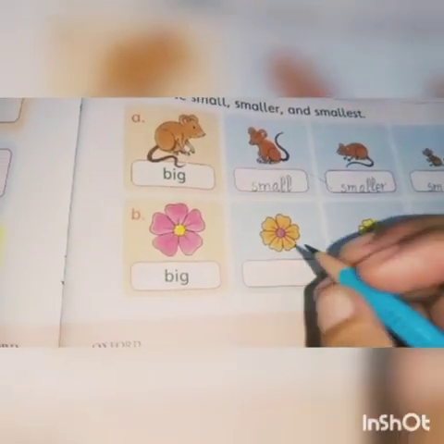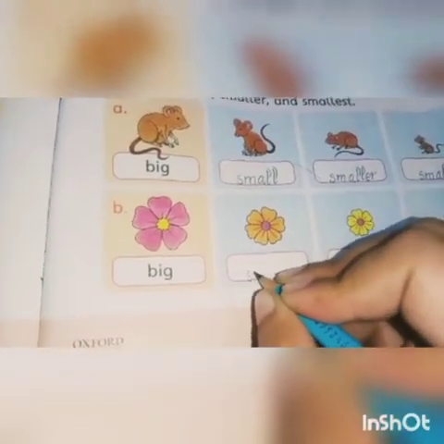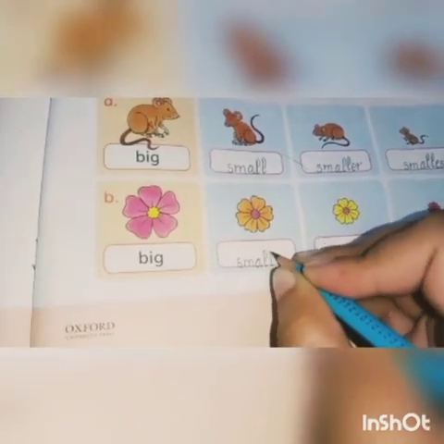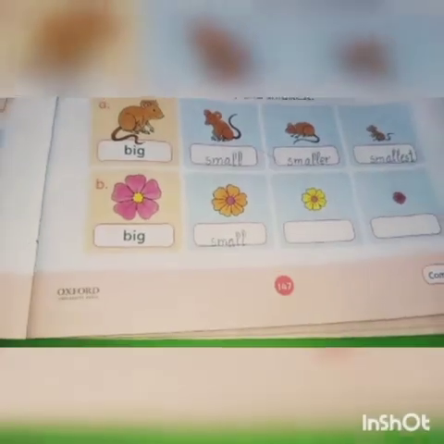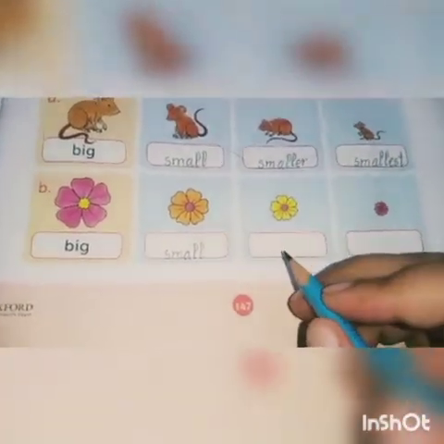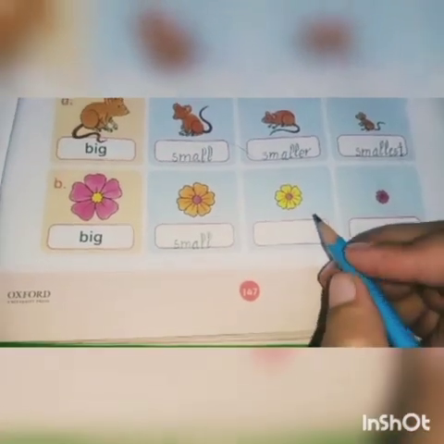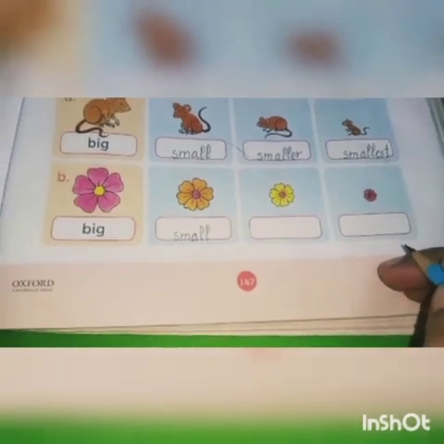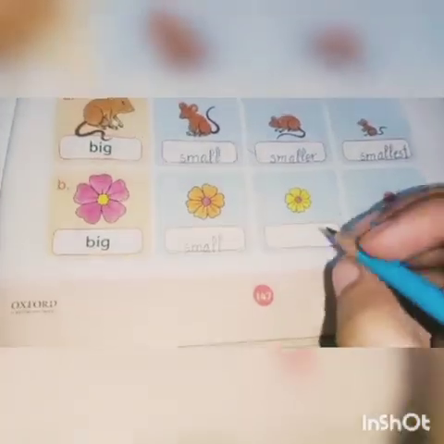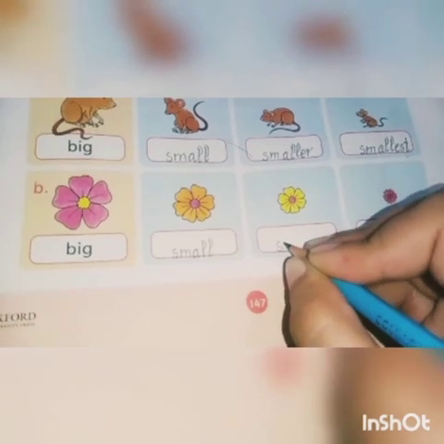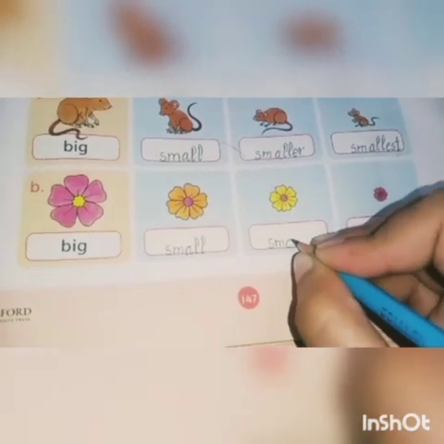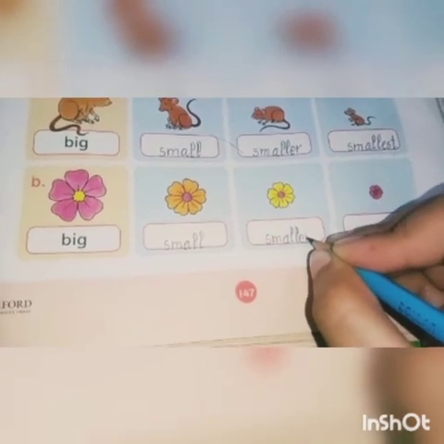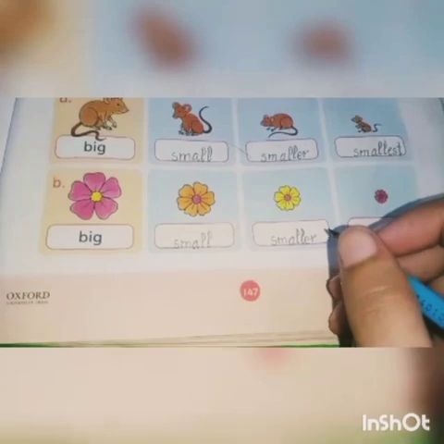Let's write it as S M A L L, small. Go for the next one. Here we have our next picture. At our next picture, we can see here we have a flower which is smaller than these 2 and bigger than this one. We are going to write smaller over here as S M A L L E R, smaller. Go for the next one.